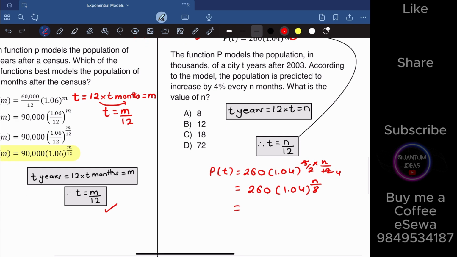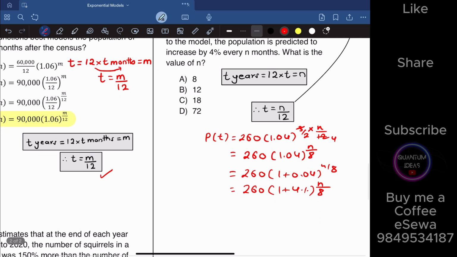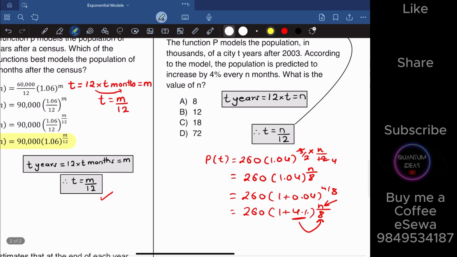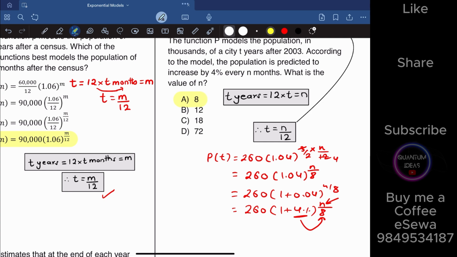Let me write it in another way. This is 260 times (1 plus 0.04) to the power n over 8, where 0.04 is the 4%. What is the meaning of this? n is the total months, and this 4% increment happens every 8 months. Simple. So our answer is 8.